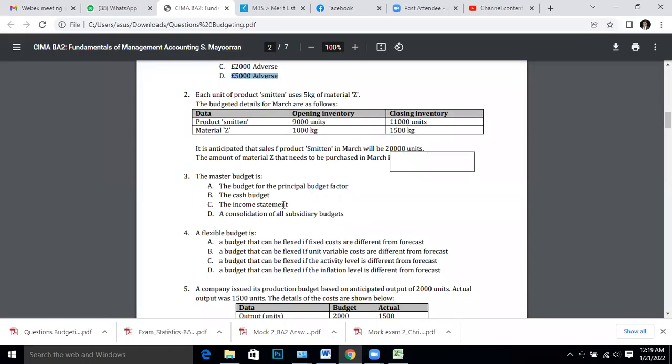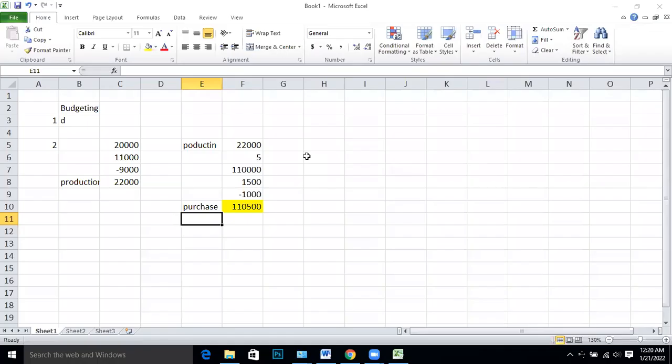Next one. Master budget is the consolidation of all subsidiary budgets, which is option B. Third one, option D.